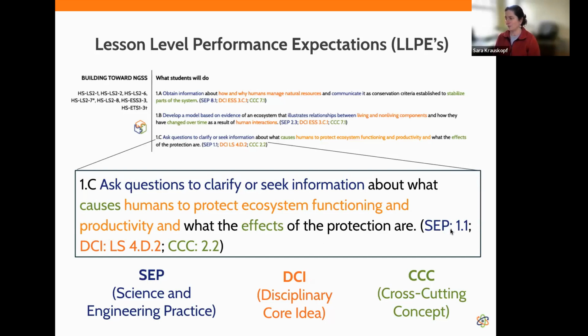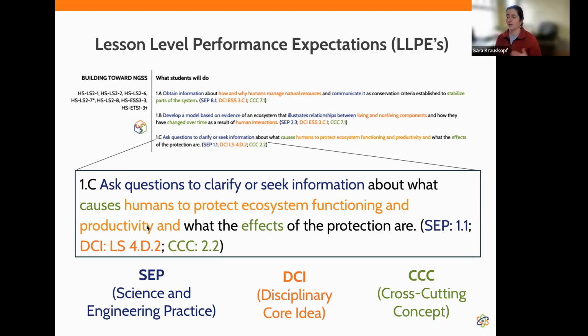And so you'll see which SEP, DCI, and CCC are covered in this. It is color coded as well. The science and engineering practices are always in blue, so you know how students are doing something. In this case, we want them to ask questions. They're going to be trying to figure out the kinds of investigations they could do to answer those questions. The content will be this disciplinary core idea, where they're looking at how humans protect ecosystem functioning and productivity.